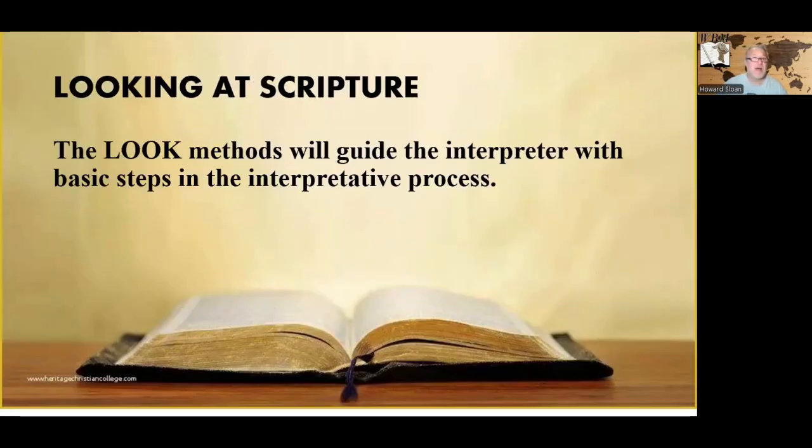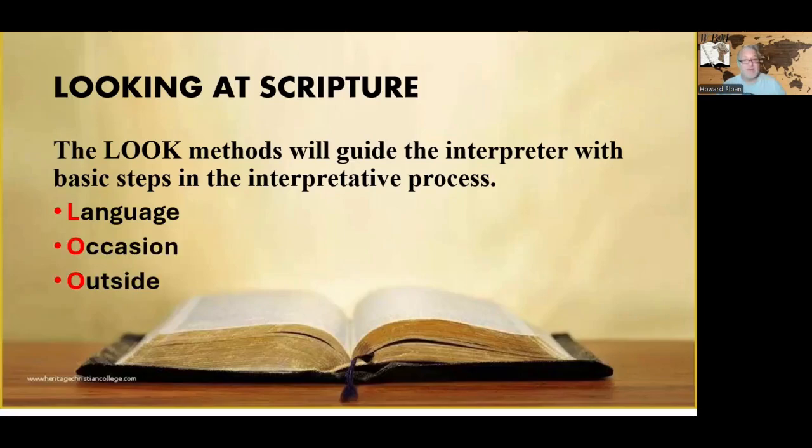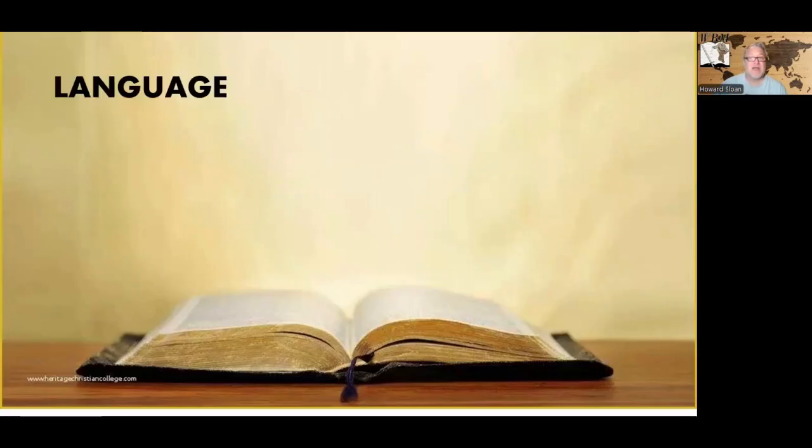Today, we're going to talk about one method of remembering how to do and remembering the steps for a grammatico-historical interpretation. This is meant to guide the interpreter through these steps. Look: language, occasion, outside, and keys. We're going to explain all of these here as we go along. First, language.